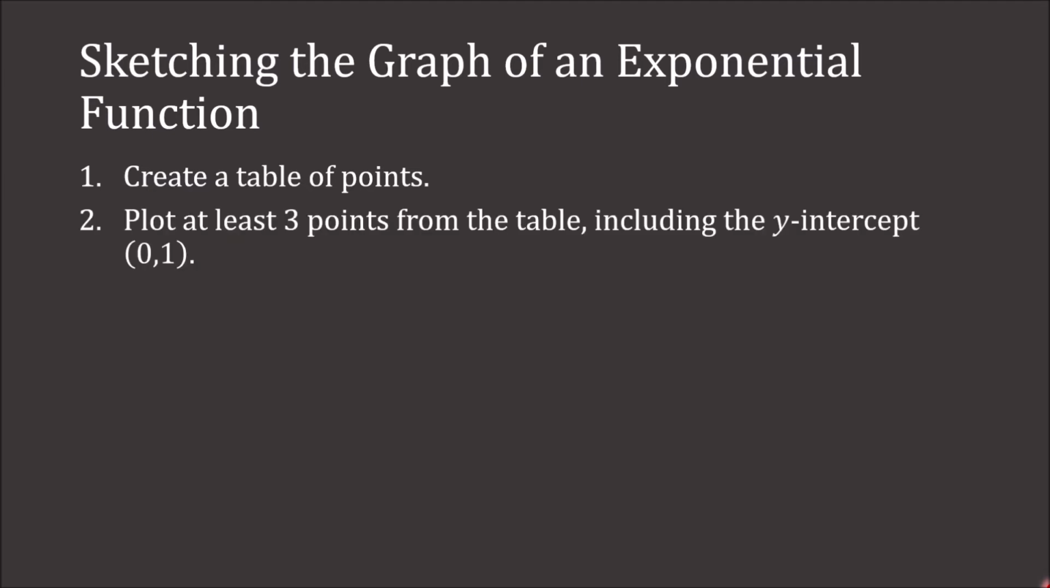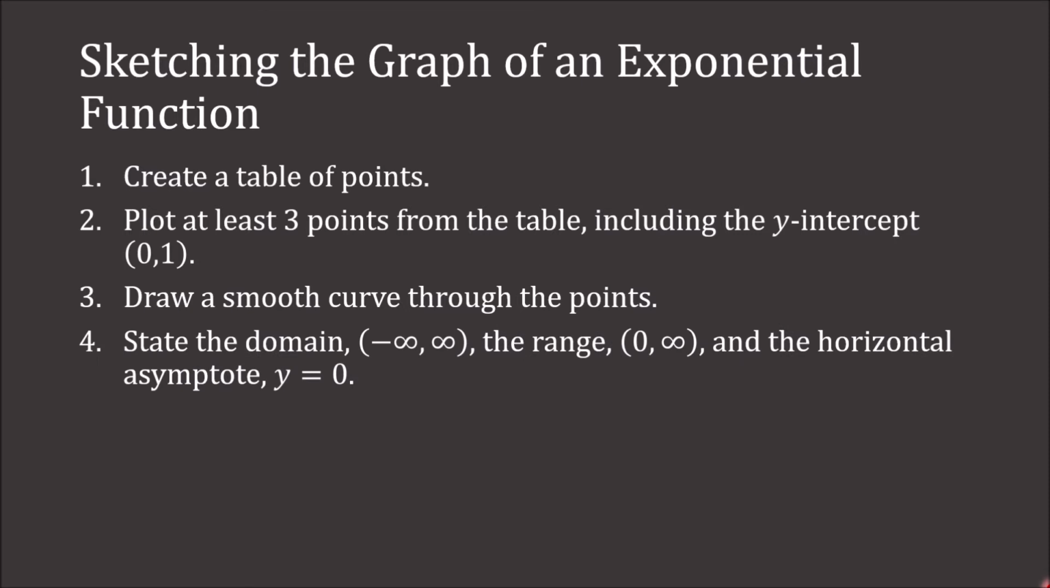Second, plot at least 3 points from the table, including the y-intercept (0, 1). Third, draw a smooth curve through the points. And fourth, and this is completely optional, state that the domain is all real numbers, the range is (0, infinity), and the horizontal asymptote is y equals 0.